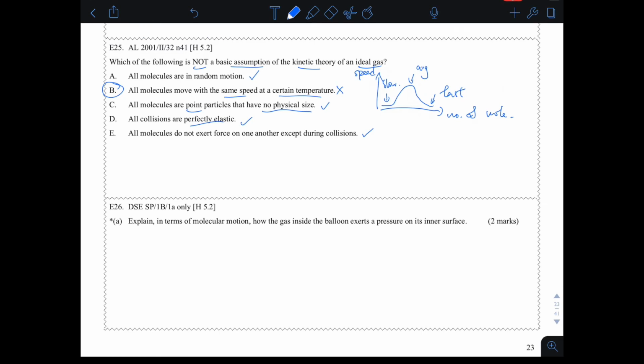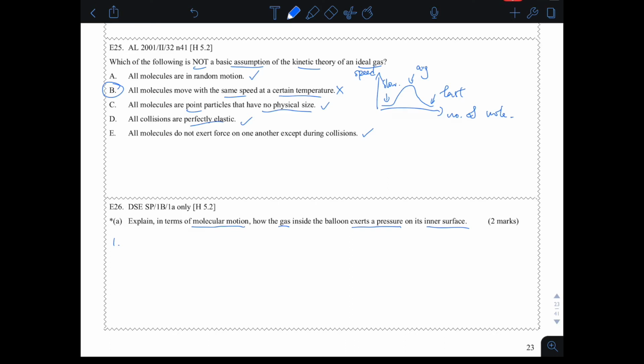And lastly, this is an explanation question. Now make sure you try to focus on the exact wordings of it. Then we are explaining in terms of molecular motion how gas exerts a pressure on the inner surface of the container. And we got 2 marks here, so we got 2 points.